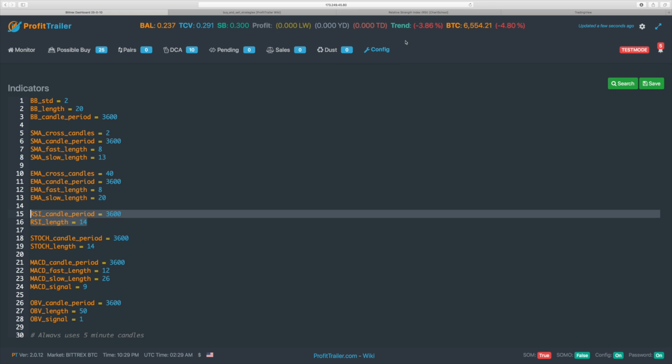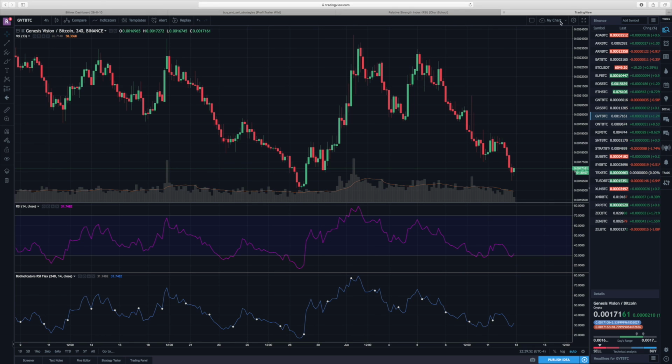So we understand how to set this up for the pairs, DCA, and your indicators. Let's go ahead and take a look at the chart. Over here on TradingView, I have the Genesis Vision token priced in Bitcoin on Binance, and this is using 4-hour candles on here. I just wanted to give you an idea of how the oversold and overbought levels look on this particular coin. As you see here, I have the first window below the price chart. I've got the TradingView built-in RSI indicator here.